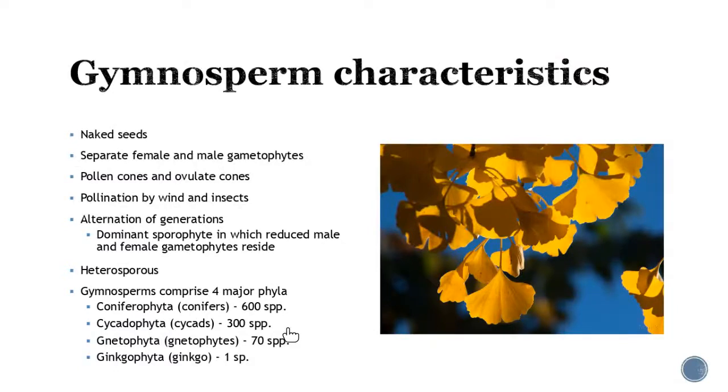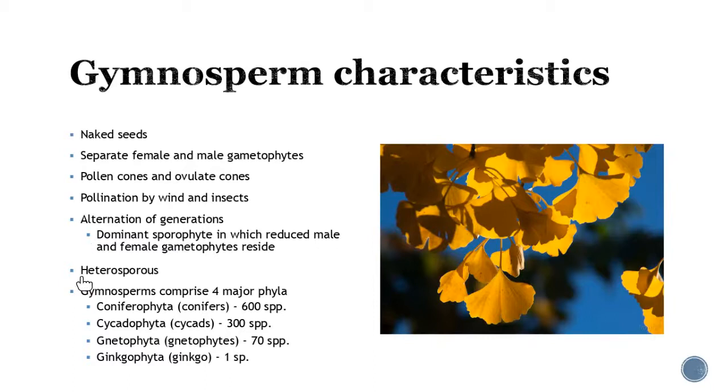So when we're talking about gymnosperms, we are talking about the naked seeds. Now this is where we're going to get a little bit more diverse. We're going to have separate female and male gametophytes. So you're going to have pollen cones and ovulate cones, and we're going to talk about the conifer life cycle on the next slide. Now, they're going to rely on pollination by wind and insects, and they do go through that prominent alternation of generations, but you're going to see the more dominant sporophyte phase, which the reduced male and female gametophytes are also going to reside on.